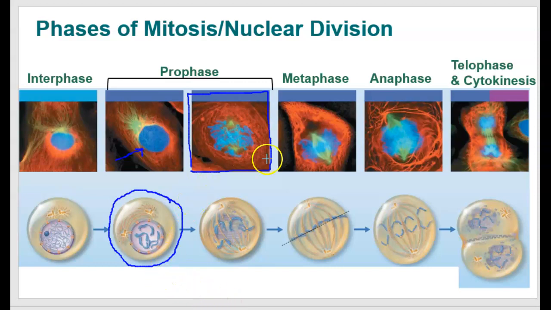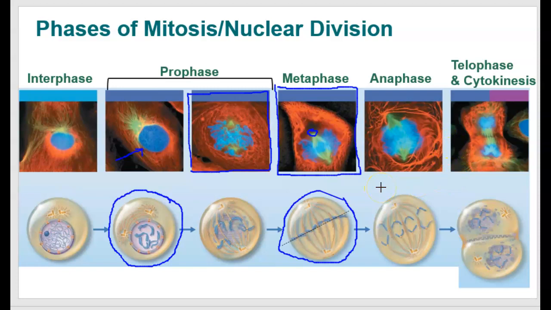The next thing that the cell does is, because of the spindle apparatus's microtubules, the chromosomes are lined up at the equator of the cell. It's called the metaphase plate, actually, not the equator. And this is known as metaphase. So now the chromosomes are all lined up in the central part of the cell.